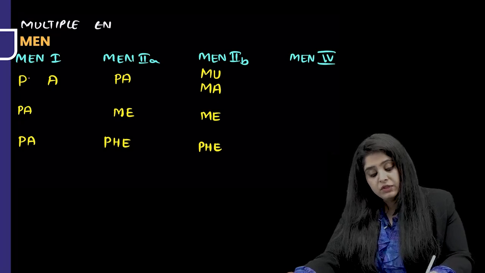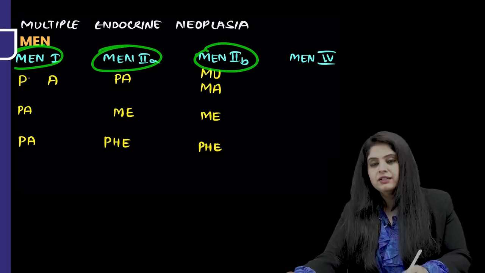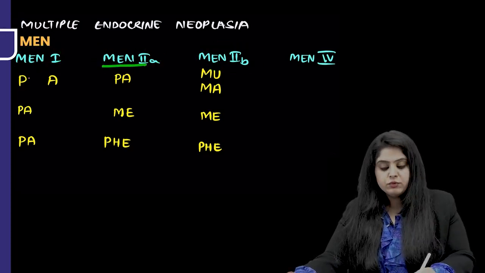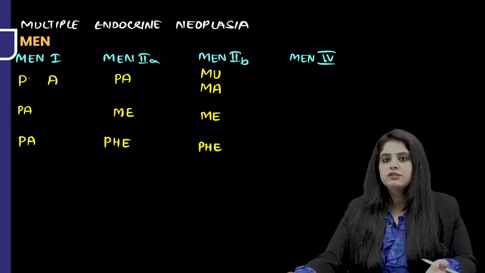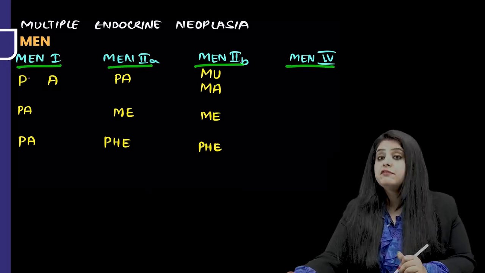Multiple endocrine, the word only tells me that the patient is going to have many tumors of the endocrine system. Multiple endocrine neoplasias, which is MEN 1, 2A, 2B. Earlier 2A, 2B were separate. It used to be 2 and 3, but then they said the genetics is the same, so call it 2 only. MEN 1, MEN 2A, MEN 2B and MEN 4 has come up.